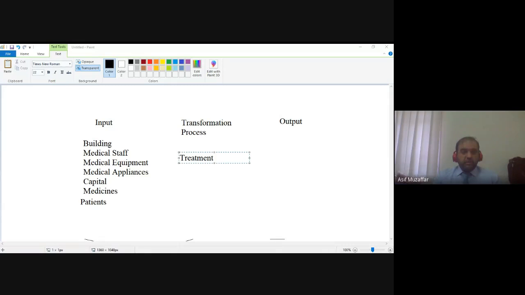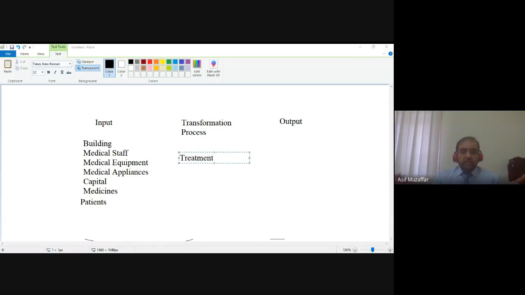So the treatment is there. We can simply write that, but think about it. This transformation process is not simple, even for a hospital. It's very complex, complicated, because there are different types of services provided by the hospital. A hospital provides you a service, right? You go as a patient and you come out as a healthy person, maybe.